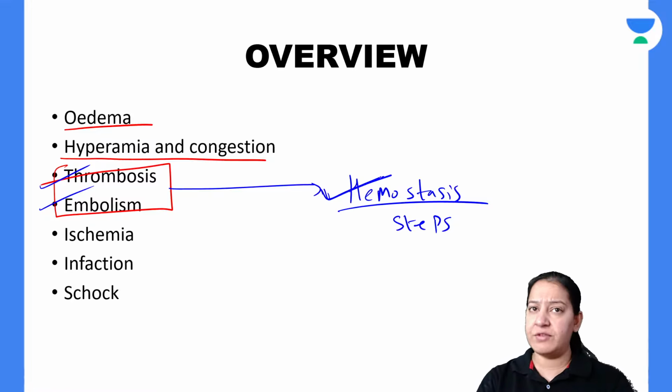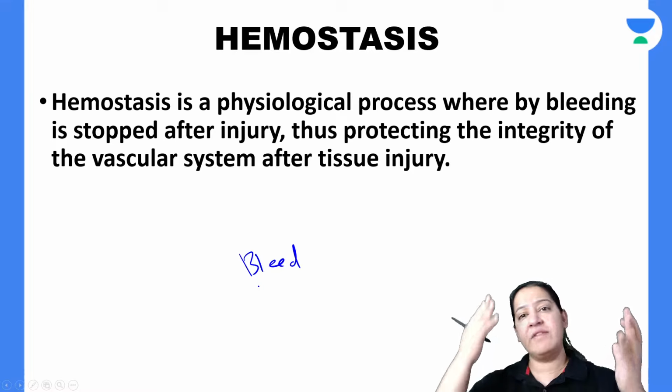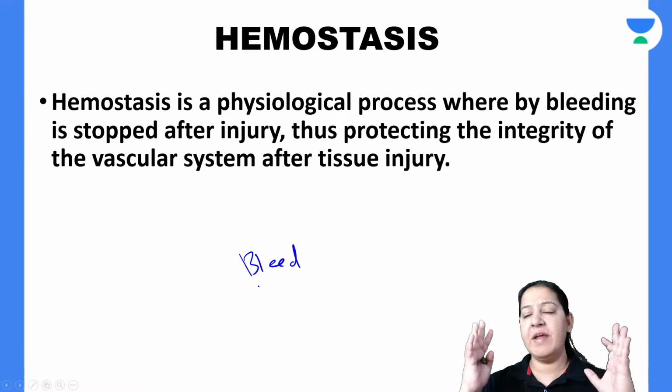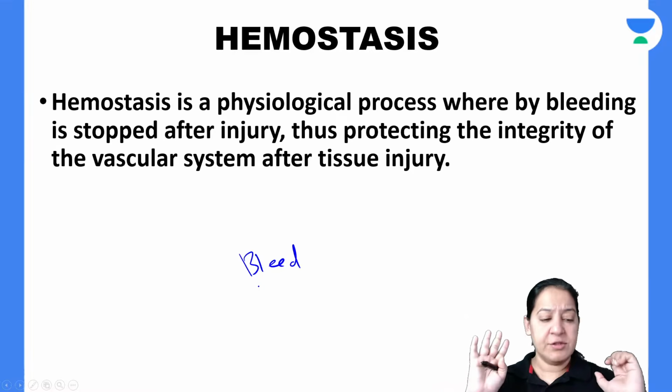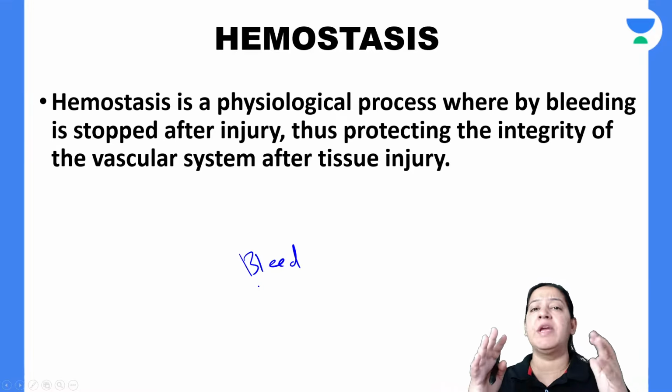Now coming to hemostasis. What is hemostasis? Imagine I'm having a cut at any part of the body, an injury at any part of the body. What will happen? Of course, bleeding will happen. That part will bleed, right? We have blood vessels throughout the body, at every part of the body. So whenever we have an injury at any part of the body, that part starts bleeding, right?